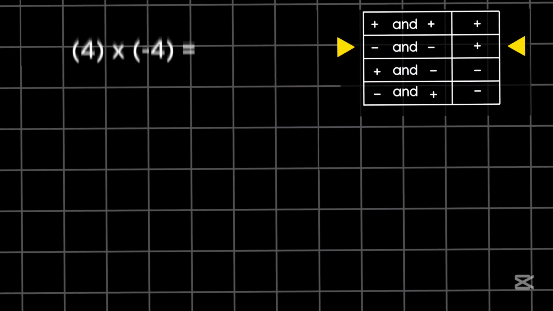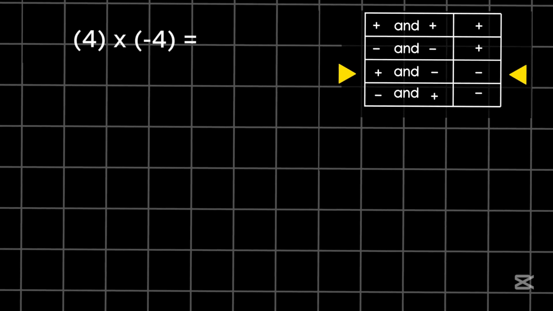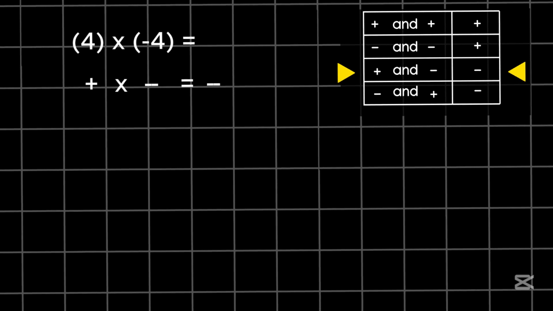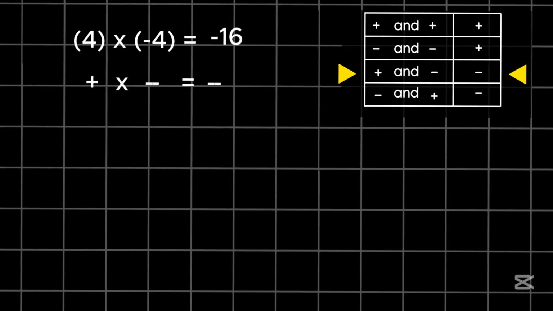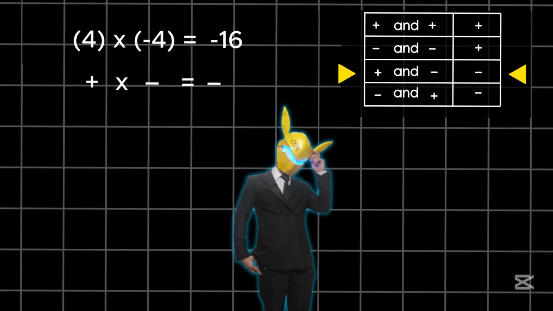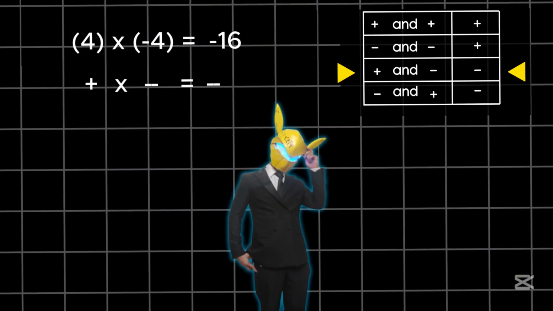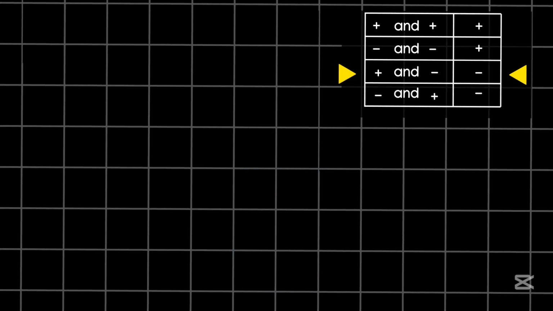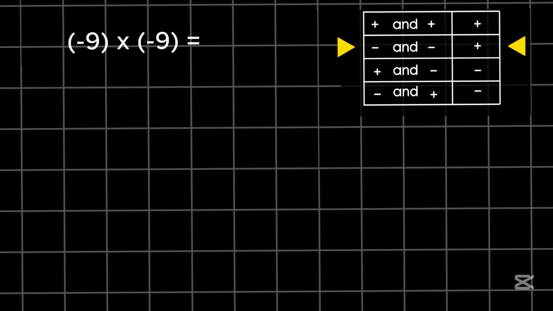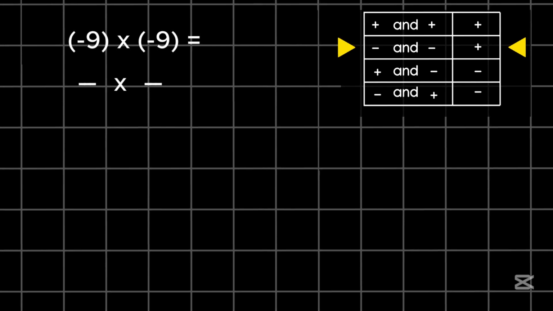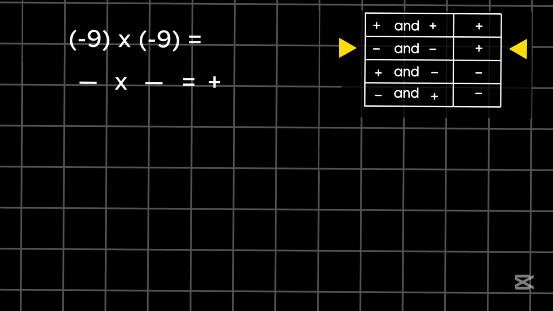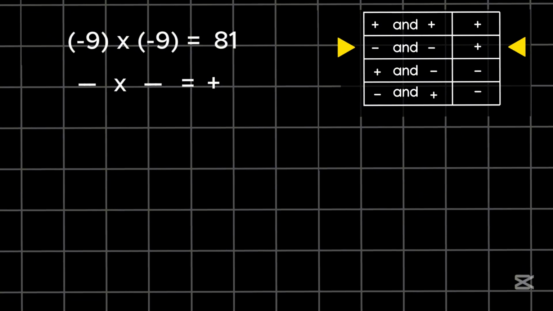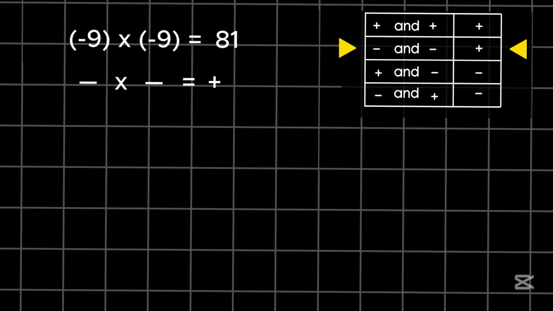Let's go for 4 times minus 4. We have a positive number times a negative number, so our answer should be a negative number. 4 times minus 4 gives us minus 16, because 4 times 4 equals 16, and our answer has to be negative because we have one negative number inside there. Minus 9 times minus 9 in brackets. We have a negative number times a negative number, which means our answer has to be positive. So minus 9 times minus 9 gives us 81.